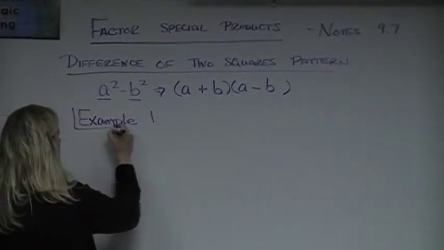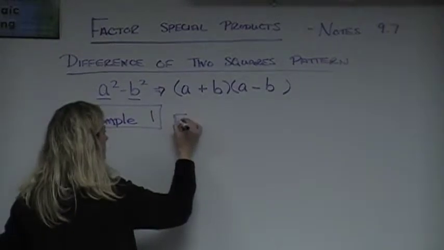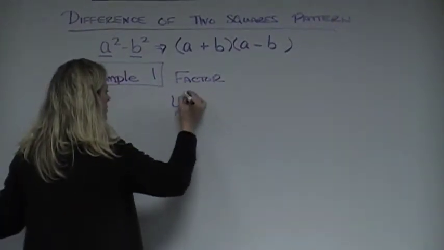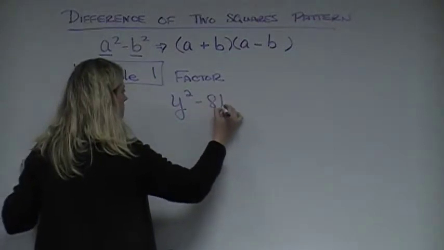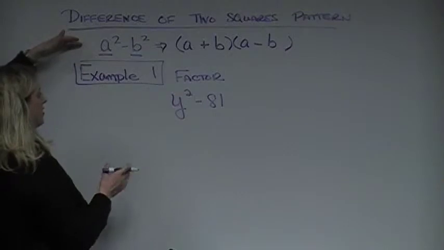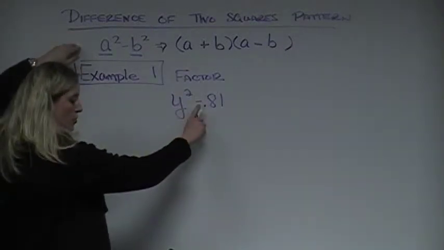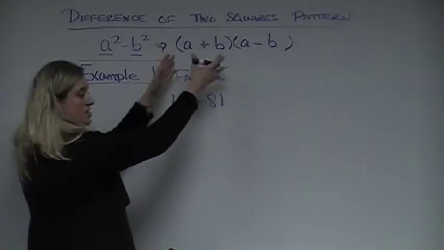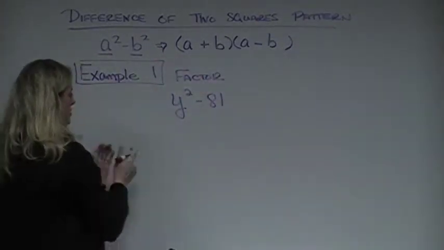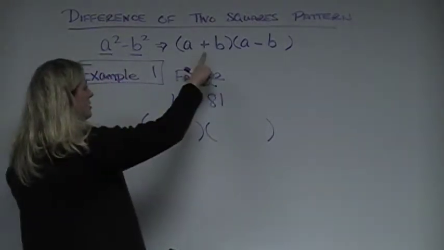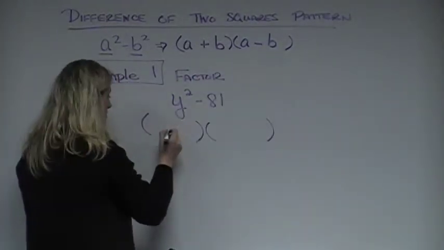Okay, we're going to factor y squared minus 81. If we look at this, does this fit the difference of two squares pattern? It does, because obviously it's subtraction, so it's a difference of two perfect squares. So we can use this method to do it. We're going to go ahead and factor this into two binomials. Signs are going to be opposite signs.